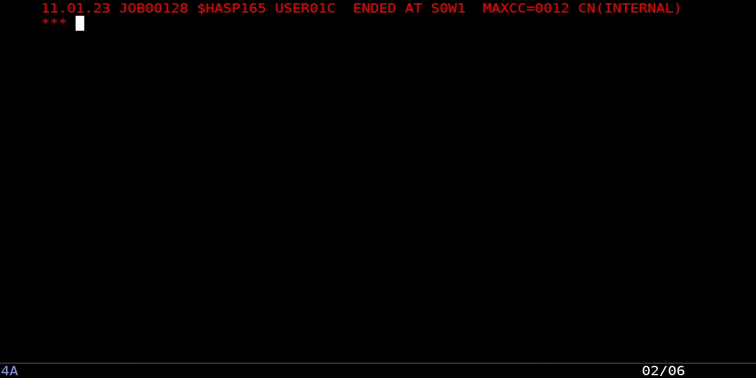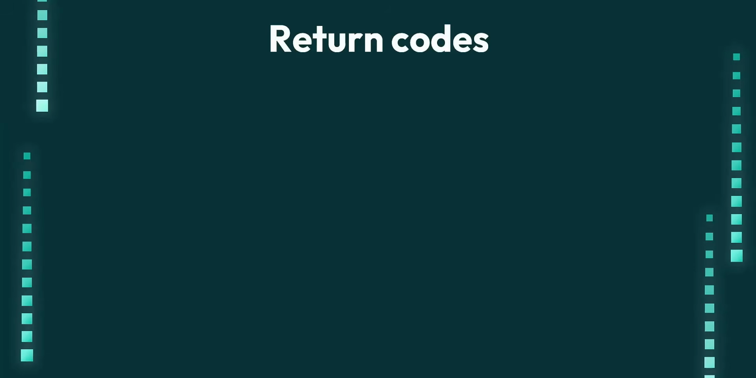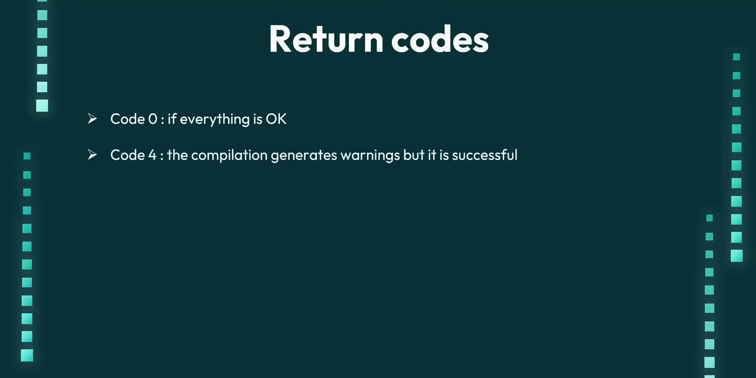We get a return code 12, which indicates that the program contains severe errors. There are 4 levels of messages that the compilation process can generate. If everything is okay, the compilation returns a code 0. If the compilation generates warnings, it returns a code 4. In this case, we consider the compilation to be successful.